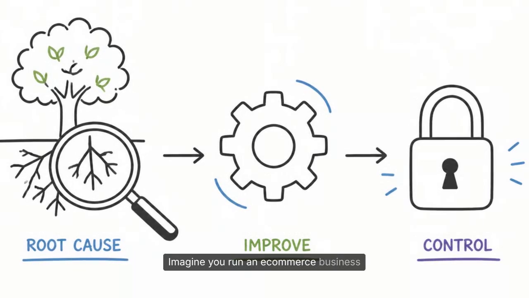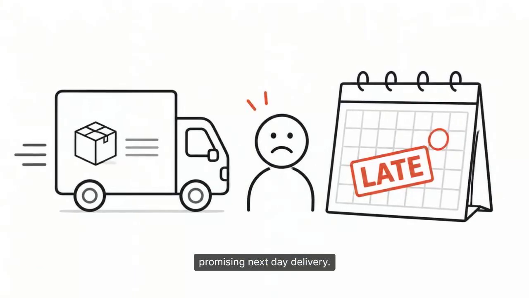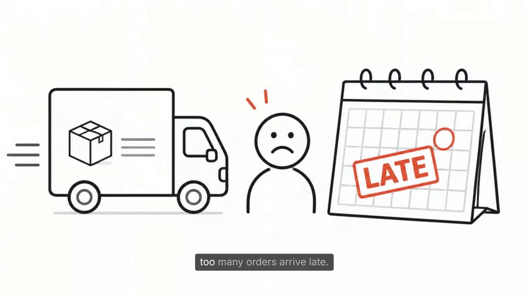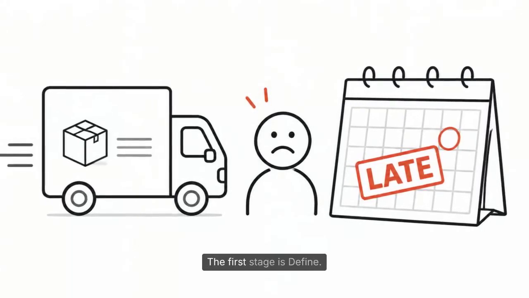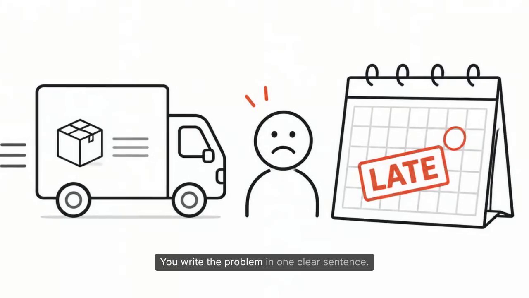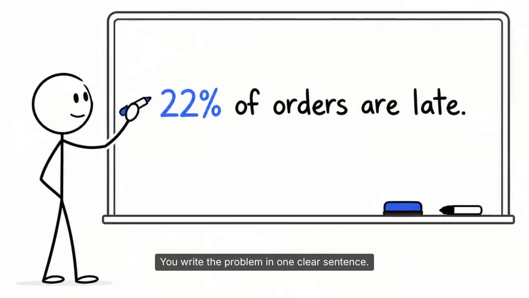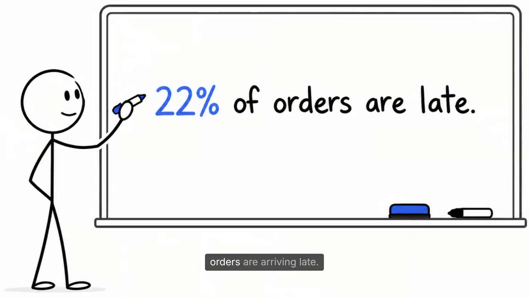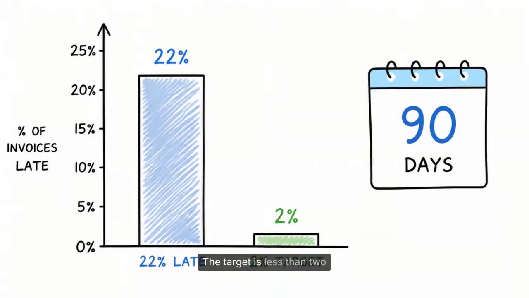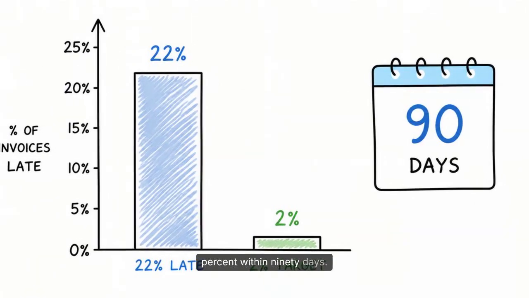Imagine you run an e-commerce business, promising next-day delivery. Customers are complaining because too many orders arrive late. The first stage is define. You write the problem in one clear sentence. 22% of customer orders are arriving late. The target is less than 2% within 90 days.